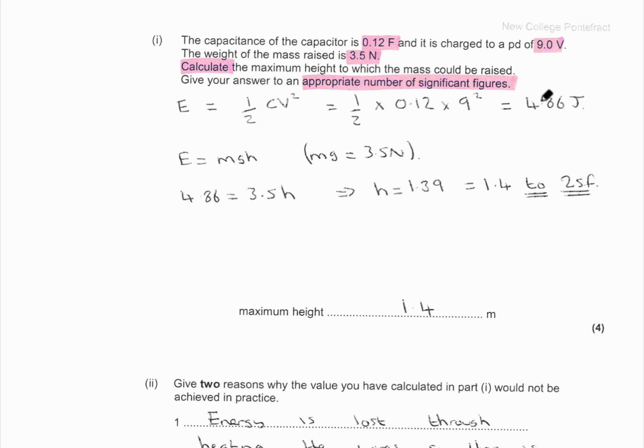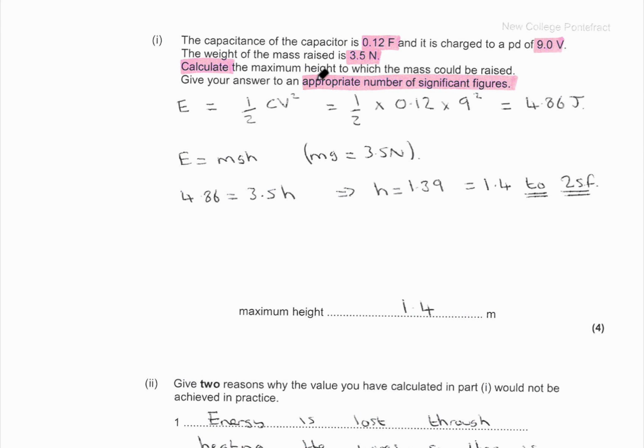All of this energy is then going to be transferred into gravitational potential energy, so this is going to be equal to mgh. Now mg is the weight of the thing, so mg is 3.5 newtons. So we end up with this equation here: 4.86, which is our energy, equals mg, which is 3.5, multiplied by h. If you wrote that down, you get your second mark. It's then simply a matter of solving this very simple equation, and you get a height of 1.39 meters. If you do that, you get a third mark.